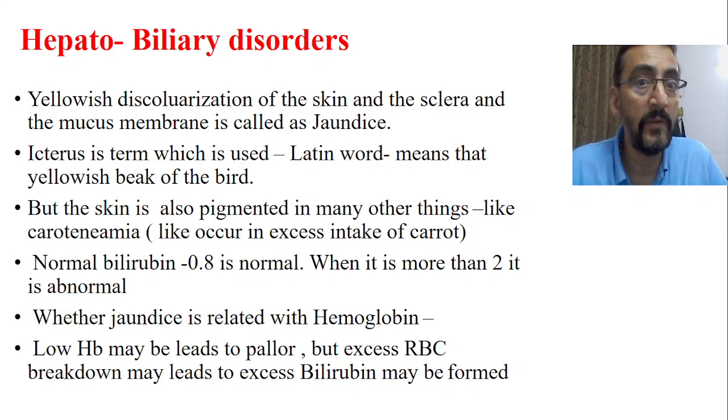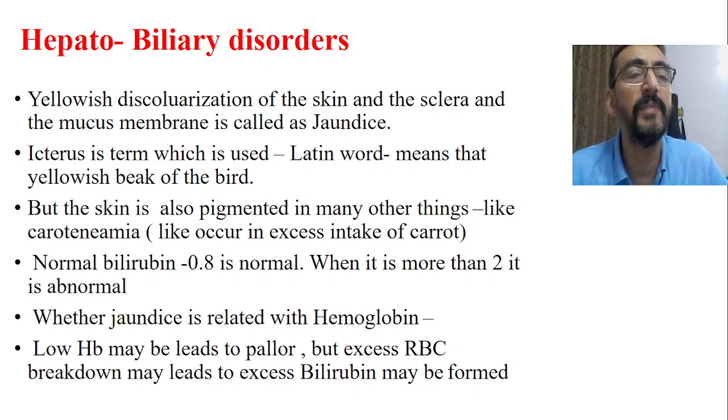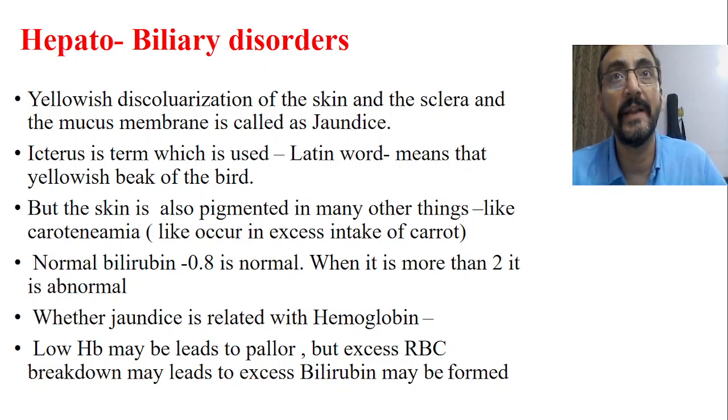Now, we have different words like jaundice, and also a word like icterus. What is the difference between jaundice and icterus? Actually, they are one and the same. The word icterus is a Latin word. The meaning in the Latin language is a yellowish beak of a bird, that means a bird with a yellowish beak. So practically, jaundice is the more commonly used term and icterus is the more medically used term. That's all. Otherwise, there is not much difference.